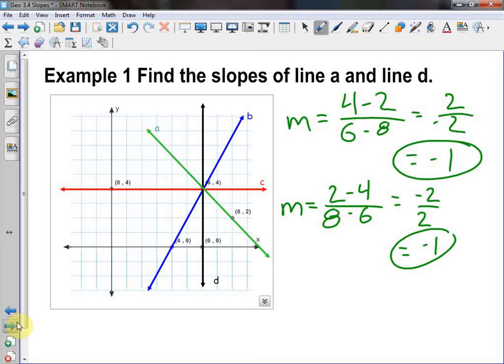So we read graphs like we read words, left to right. If I go from this point to this point, what's my rise? And I'm just going to count squares. It's not 2, it's negative 2. So I go down, right? Then I have to do my run, which is this way. 2. It's rise, which is negative 2, over run, which is 2, which is negative 1. Did that give me the same answer?